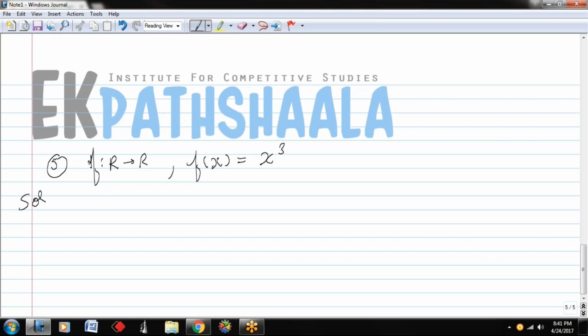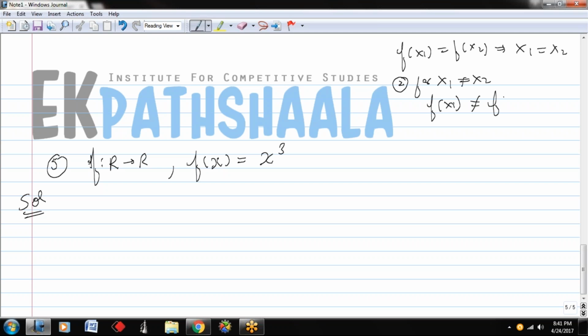Now, I'll be discussing the second method over here. In the earlier method, we wrote down f of x1 should be equal to f of x2, which should generate x1 equals x2. There is another condition. For x1 not equal to x2, we should get f of x1 not equal to f of x2.